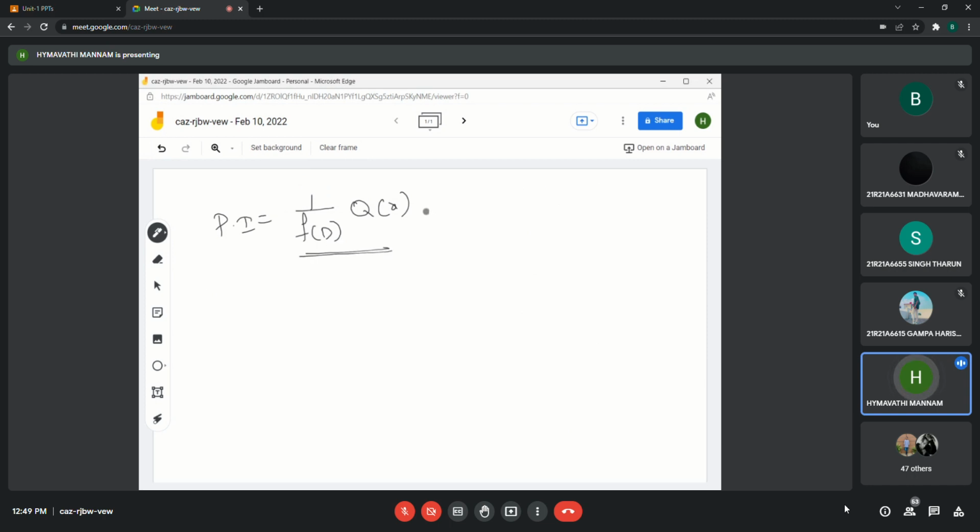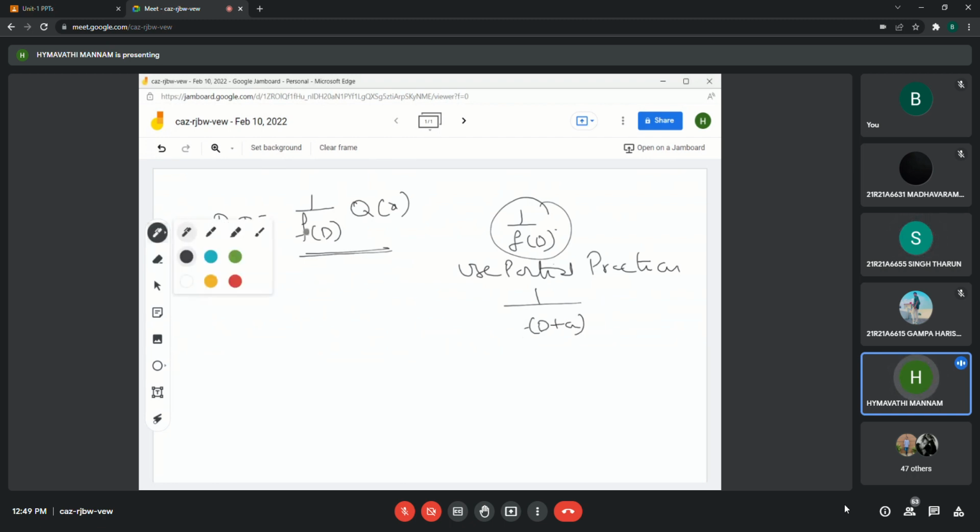The general process to find the particular integral is first take the 1 by f of D. Use partial fractions on this 1 by f of D. You can split it like this: 1 by D plus a, or whether it is a plus or minus, I'm just simply writing, plus 1 by D minus a. So D minus a into Q of x, so into Q of x.